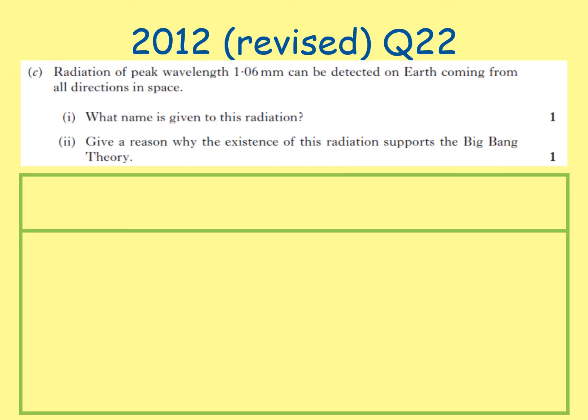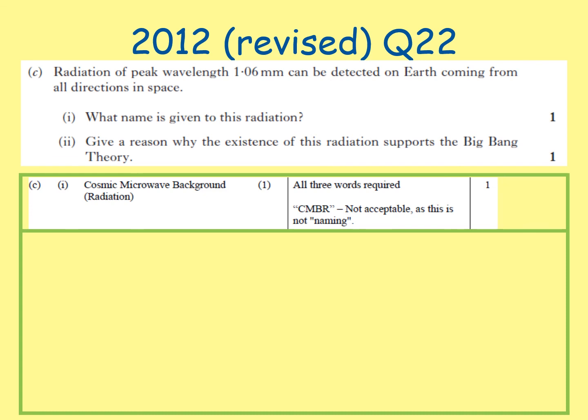Part C. Radiation of peak wavelength 1.06 millimeters can be detected on Earth coming from all directions in space. 1. What name is given to this radiation? We know this radiation is called cosmic microwave background radiation. We need to remember to say cosmic microwave and background to get all of those marks. You cannot just abbreviate it to CMBR, as this is not naming, that's just giving an abbreviation.